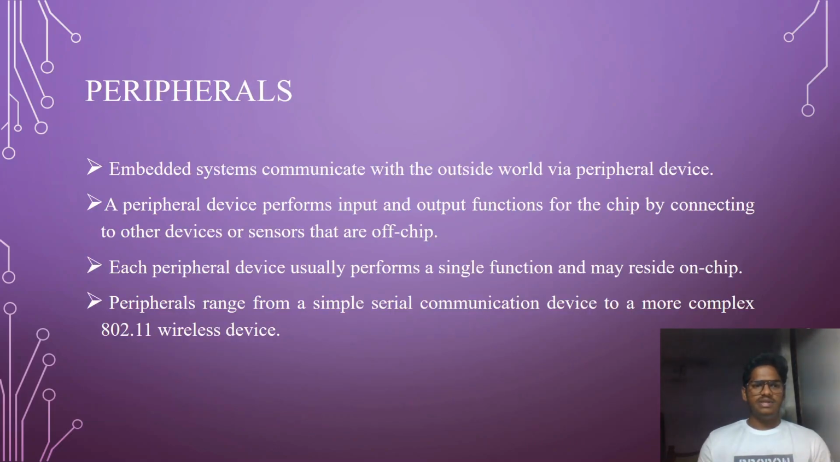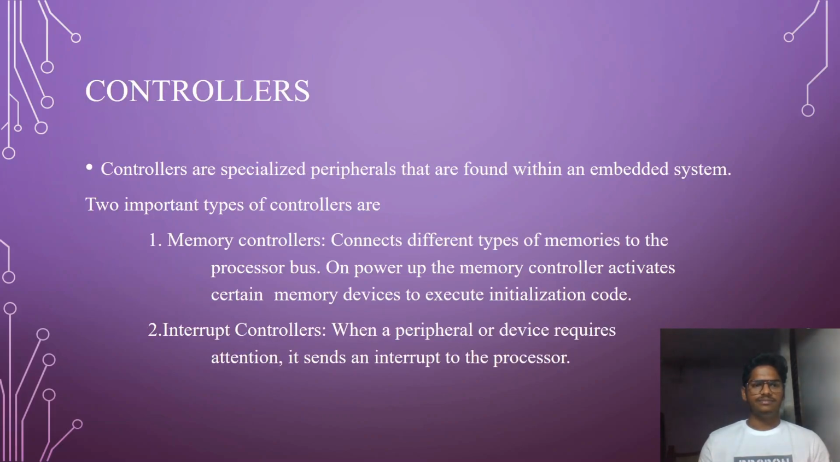The peripherals. The embedded systems communicate with the outside world via peripheral devices. A peripheral device performs input and output functions for the chip by connecting to other devices or sensors that are off-chip. Each peripheral device usually performs a single function and may reside on chip. Peripherals range from a simple serial communication device to a more complex 802.11 wireless device.